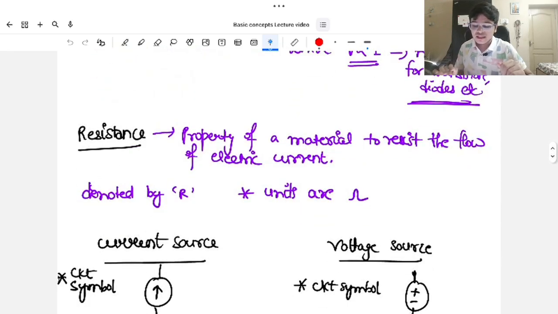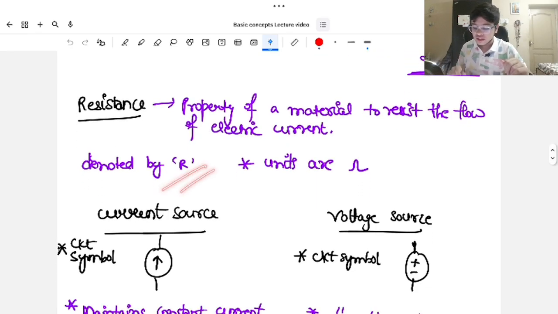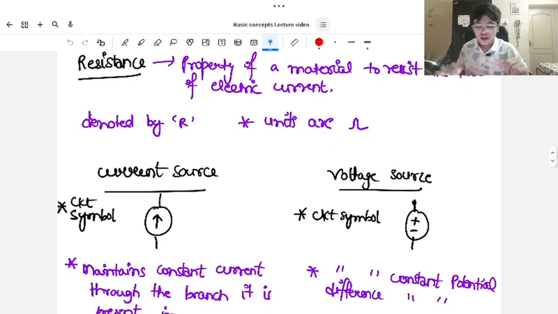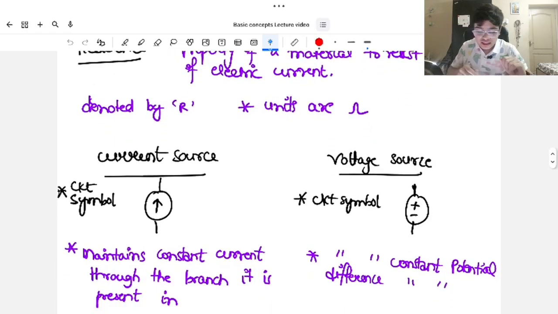Now, resistance is a property of a material to resist the flow of electric current, denoted by R, and the units are ohms. Now, this next part may be new to you. I mean, you might have already studied it in JE, I guess. But this was new to me.